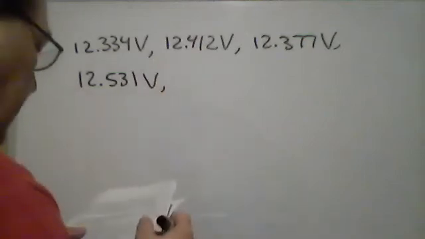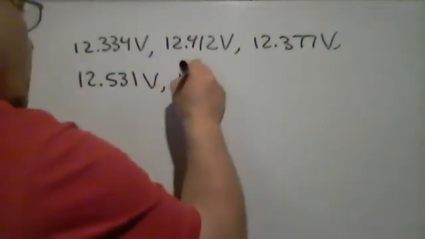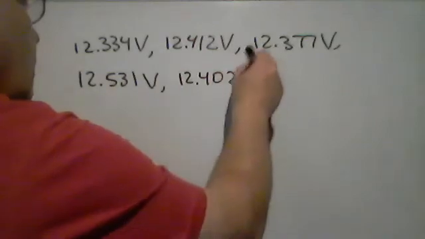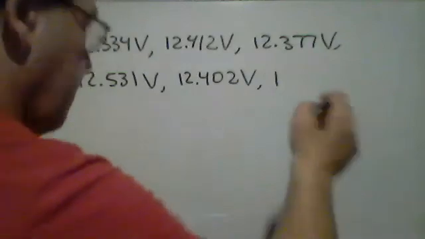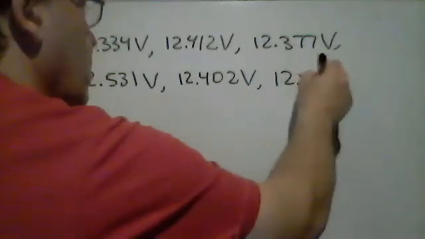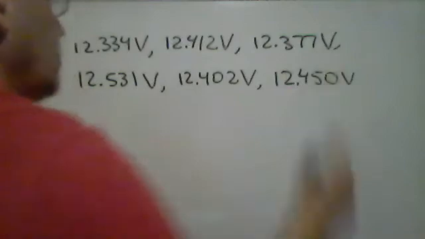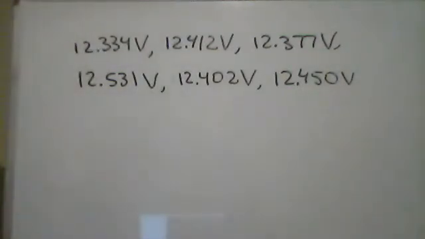I measure this thing again, I get 12.402 volts. And I measure another time, I get 12.450. I think I got these right. So again, I'm trying to measure the same thing. And again, it's what's called the potential difference. We talked about that in physics too, but it doesn't really matter. These are just values. These could be kilograms for all we care. But anyway, 12.334, 12.412, 12.377, 12.531, 12.402, and 12.450.